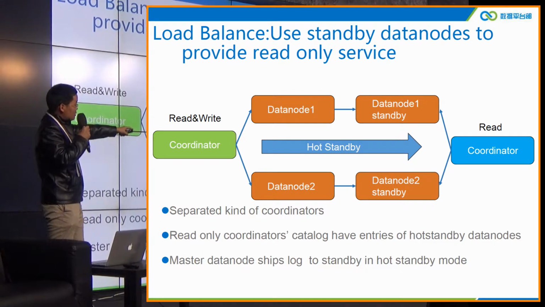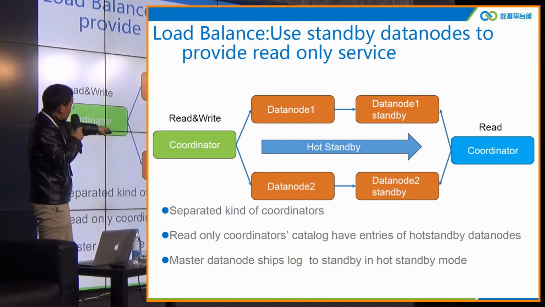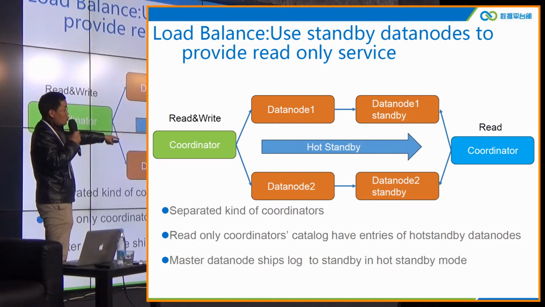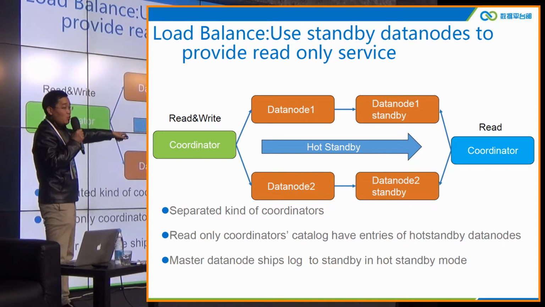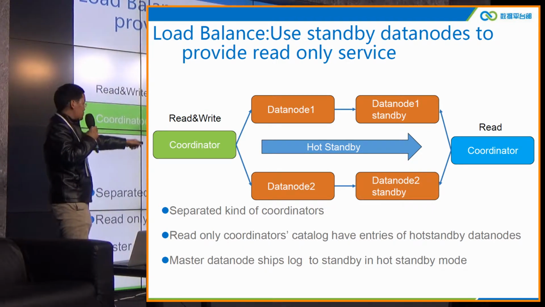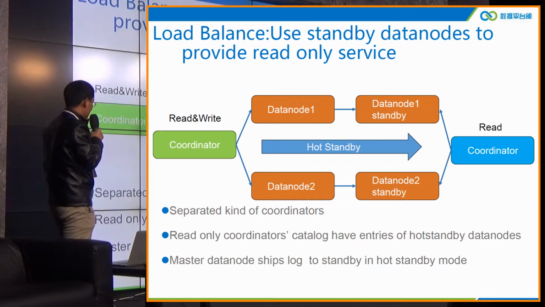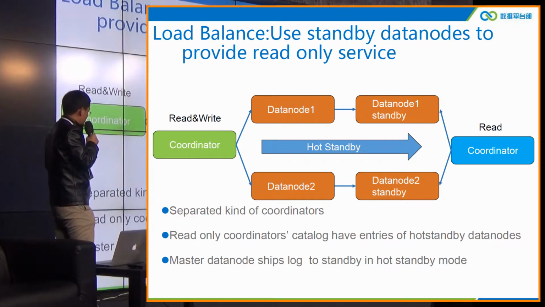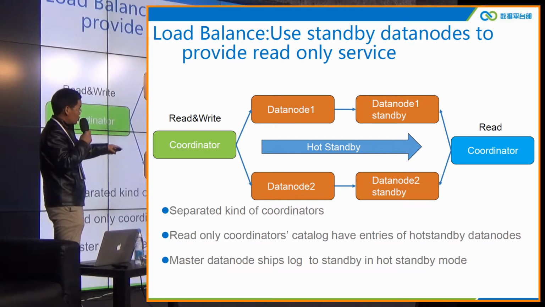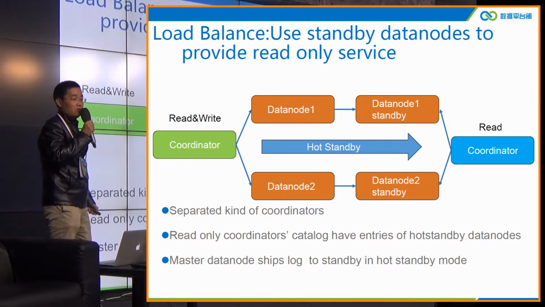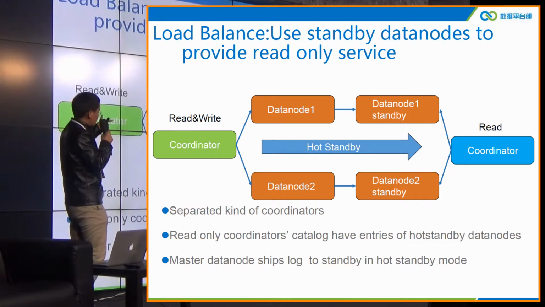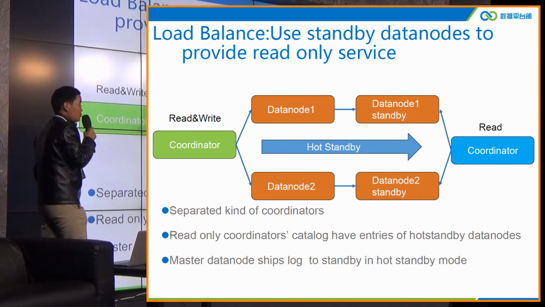But we cannot access the standby node directly. We need a coordinator. So we introduce a read-only coordinator to do this. The read-only coordinator's catalog just points to the entries of the hot standby node. By doing this, we can balance the load of the system well.